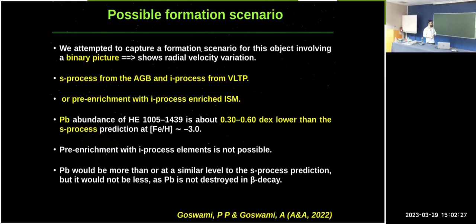Then we thought of this scenario where the S process comes from the AGB, and the I process may come from the pre-enrichment of the ISM. But lanthanum, which is the main S process element in stars of this metallicity, is lower in the star by 0.3 to 0.6 dex than the S process predictions. But if we consider that I process elements have come from the ISM, then lanthanum should be more than the S process predictions. It cannot be less than that. So a pre-enrichment with I process elements is also not possible.